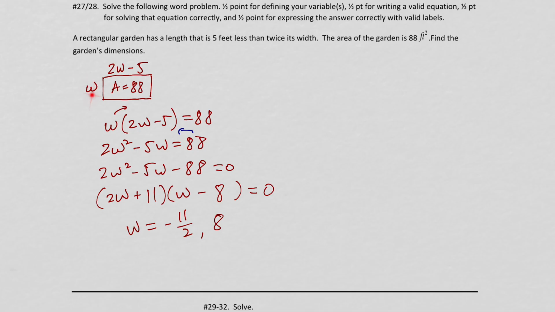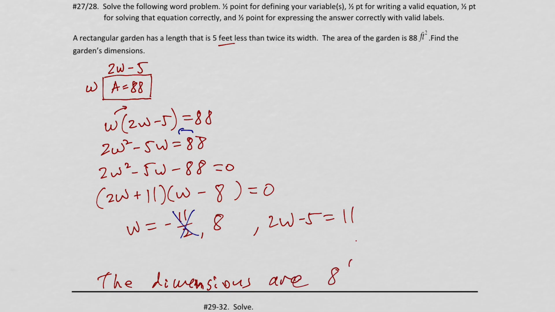Well, a physical dimension could get as small as 0, meaning it's dimensionless, but it can't get negative. It doesn't make sense to do that. So this gets thrown out, it is impossible. And then, if W is equal to 8, 2W minus 5 is this. 2 times this is 16 minus 5 is 11. And these are in feet. So the dimensions are 8 feet by 11 feet.